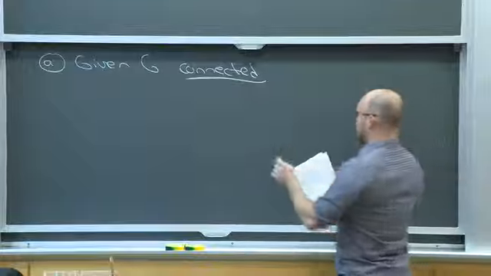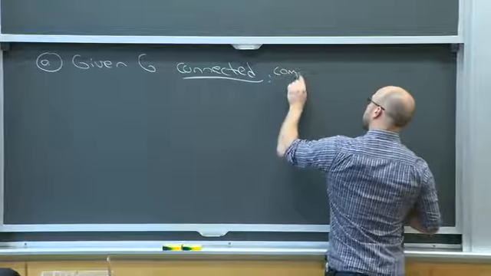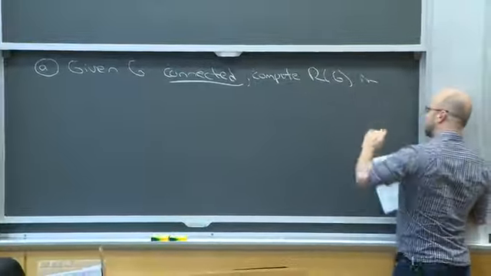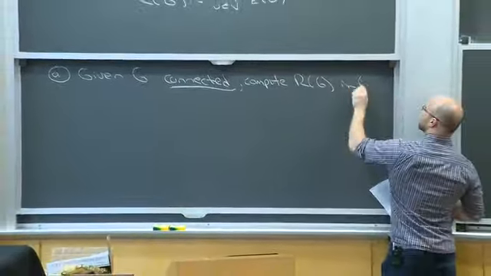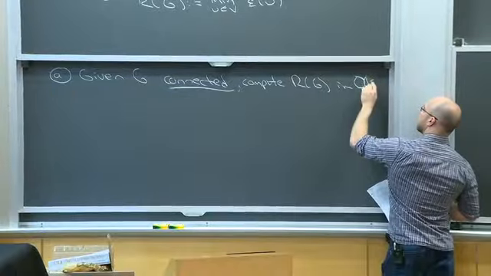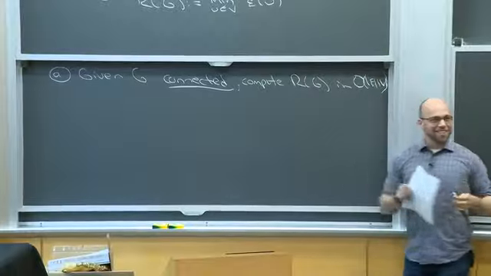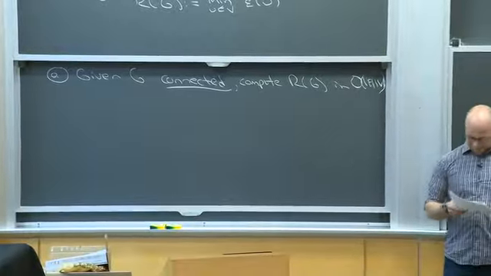Now what we want is to compute the radius of G in time that looks like the number of vertices times the number of edges, or the number of edges times the number of vertices.